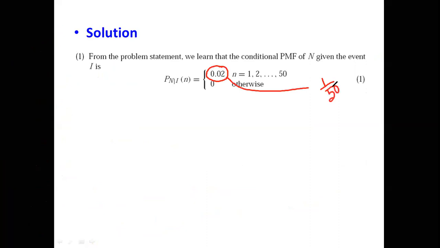And that conditional probability is 1 by 50 for n equal to 1 to 50, and then 0 otherwise. If it is a PMF, then we should be writing like this. But if they are asking for probability, then 1 by 50 is enough. Okay, let's take the next one.